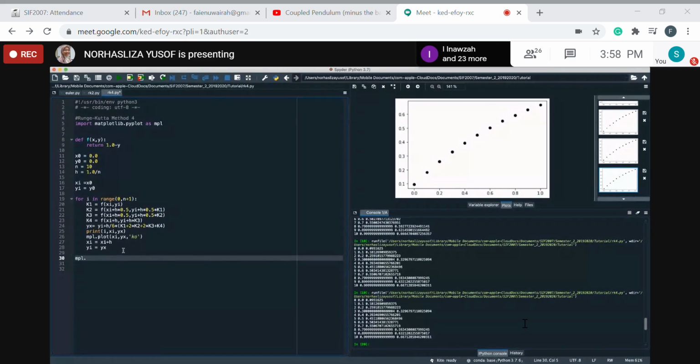Oh, forgot to add: if you use a different editor, always put show. It won't save the plot if you don't put show. Okay, so this is the three methods that we learned: Euler's method, RK2 and RK4. Any questions so far?